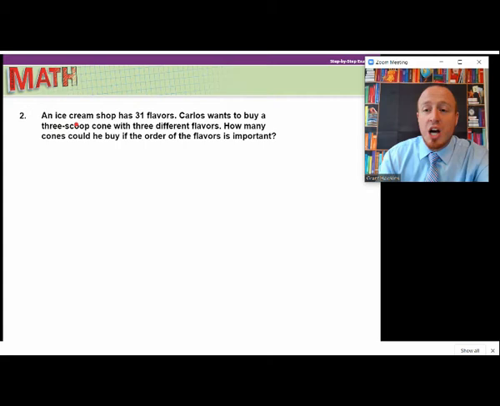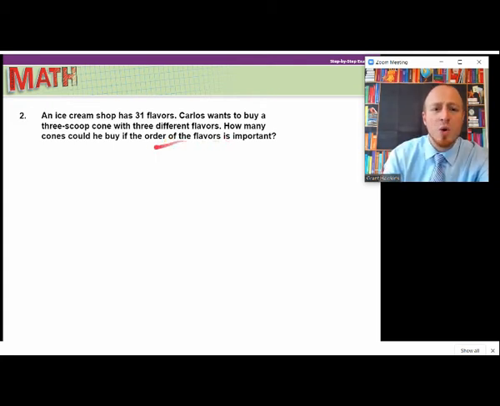An ice cream shop has 31 flavors. This is a total ripoff of Baskin Robbins, right? Doesn't Baskin Robbins have 31 flavors? I'm pretty sure. Carlos wants to buy a 3-scoop cone with 3 different flavors. How many cones could he buy if the order of the flavors is important?